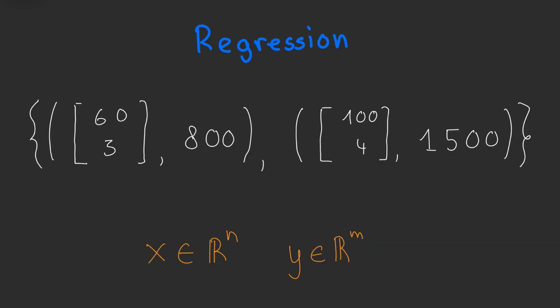In contrast, in regression, the label is just a number. So in our case, we have an input vector of size 2 and an output value, which is just a scalar. Let us say that we're trying to predict what the rent price of an apartment is based on its size in square meters and the number of rooms. And then this would be the predicted price in euros.